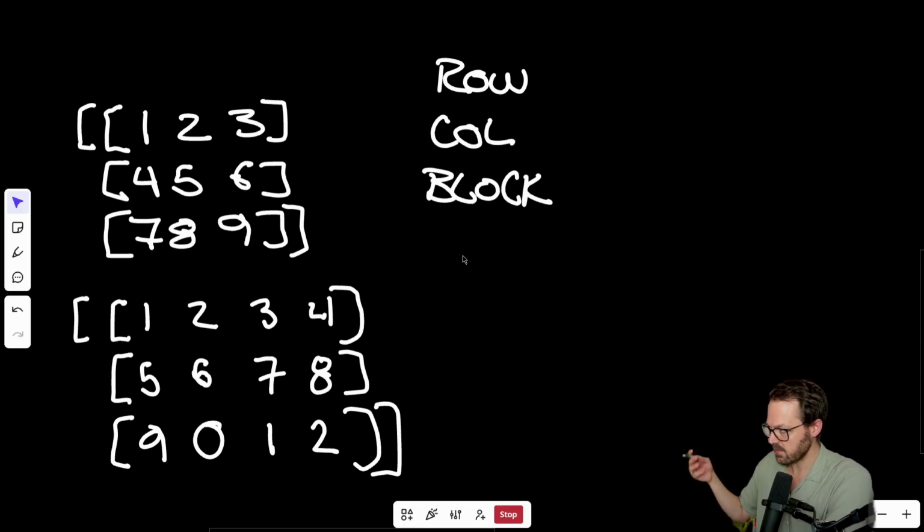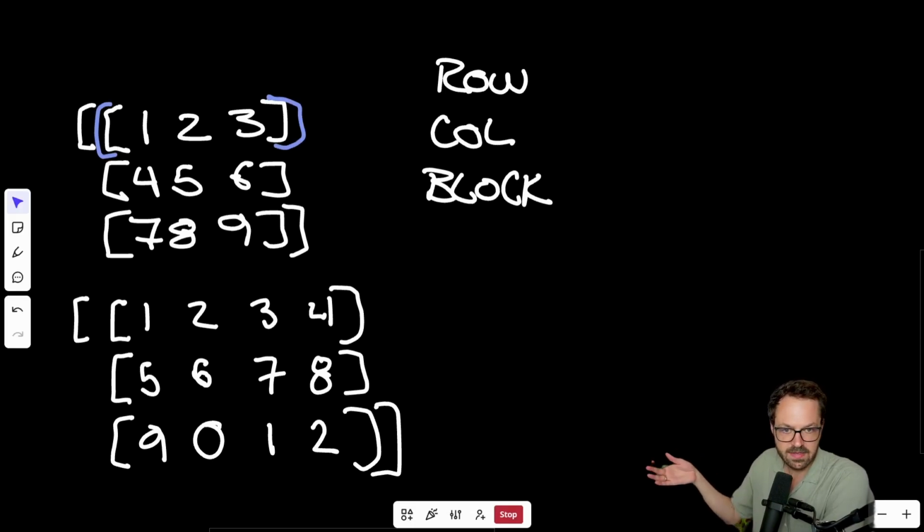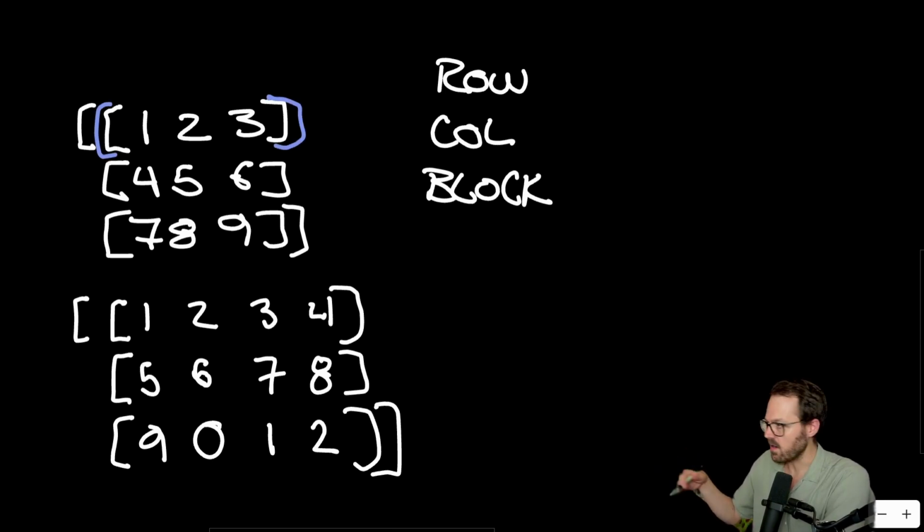So the first thing that we're going to solve is the rows, and that's going to be relatively simple. We're just going to say for each row, is the row valid? Move on to the next row. Are all rows valid? Then our rows are valid. The next thing that we do is we need to check the columns, and the columns is going to be very similar to the rows.